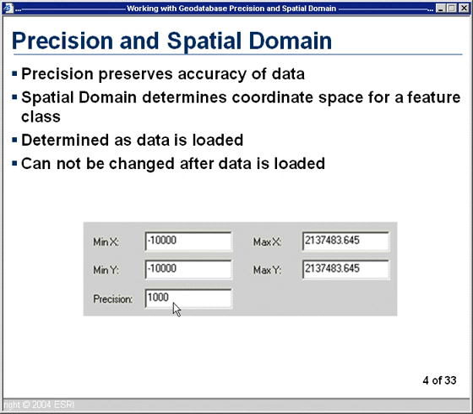Spatial domain is a set of bounding x and y coordinates that determine the space in which a feature class resides. These coordinates determine a location of a feature class within a limited coordinate space. Precision and spatial domain can be defined by you, or you can choose to let the system calculate them for you. They're supplied to the geodatabase as data is being brought into the geodatabase, and once you use those values and data is stored in them, they cannot be changed. So precision and spatial domain are properties that control storage. They're part of spatial reference, which is indicated when data is imported.